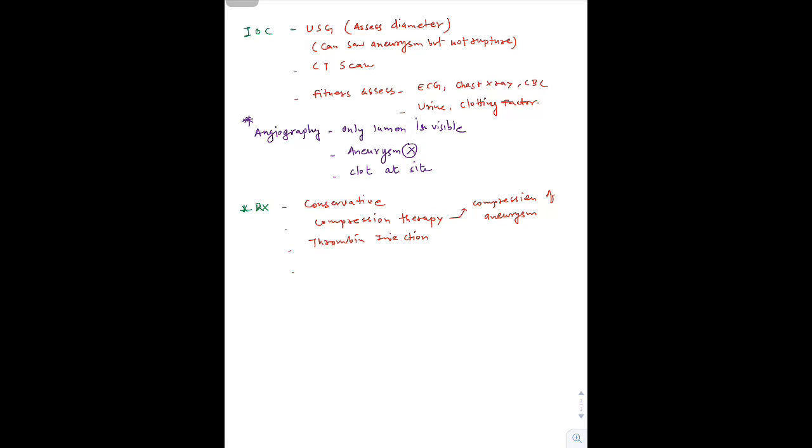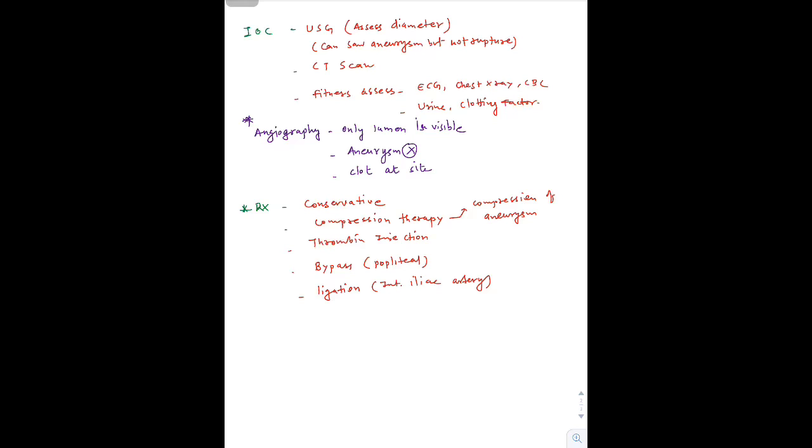After that, in some artery aneurysms, we can do bypass also, in some small arteries like the popliteal artery. We can do ligation of the artery. For example, in the internal iliac artery, we can do ligation if there is an aneurysm of the internal iliac artery. Or else we can do open repair and endovascular repair. These are the two main surgical procedures in aneurysm.